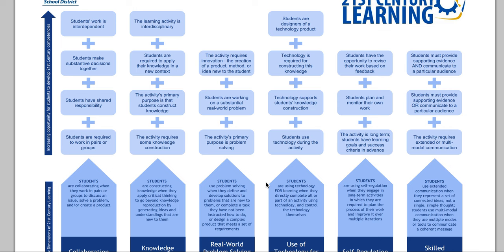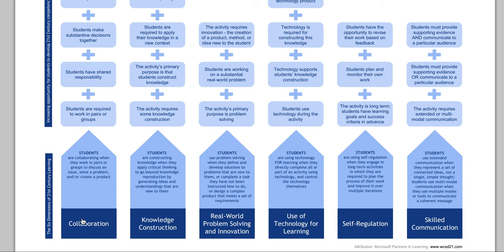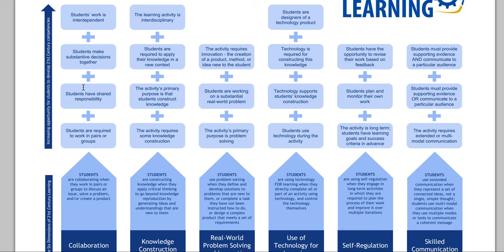So let's just take a look at collaboration. As you're creating learning activities and you're thinking maybe collaboration is definitely a part of the activity, take a look at what constitutes collaboration. So the general overview right here: they're working in pairs or groups to discuss an issue or solve a problem and/or create a product. And we start from the bottom and work our way up. We have to say yes to this box to be able to move up to the next one.